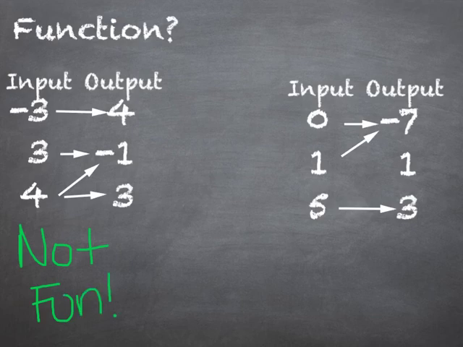Over to the right on our second group, 0 is grouped to -7, 1 is grouped to -7, and 5 is grouped with 3. Now, don't let this confuse you. Remember, our rule is that each input has only one output. The outputs can have as many inputs as we want. So 0 has only one grouping, 1 has only one grouping, and 5 has only one grouping. So this one is a function.